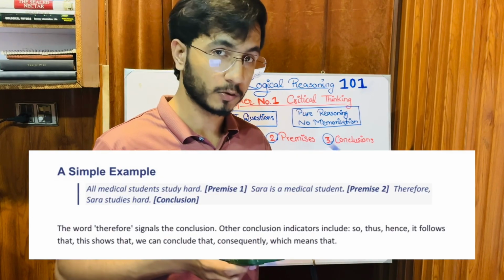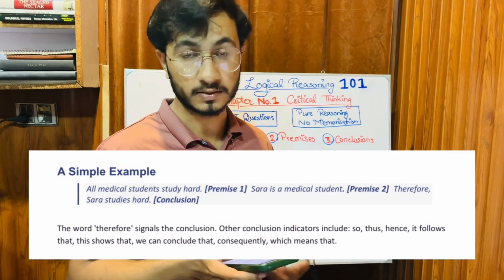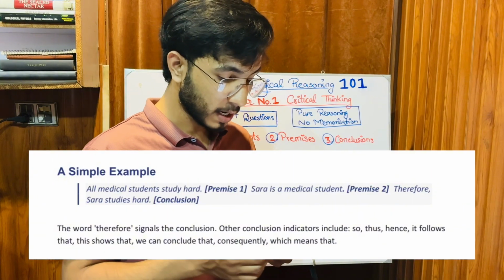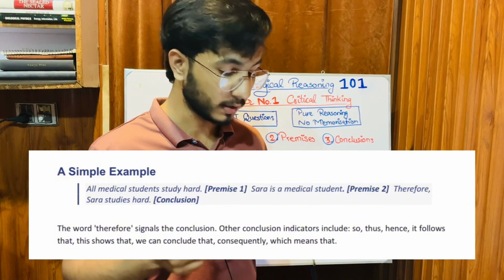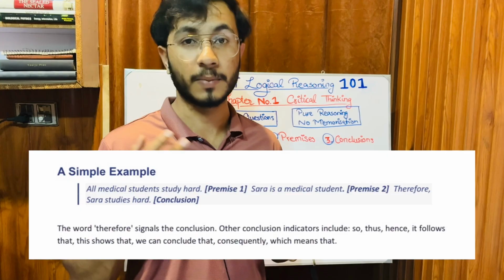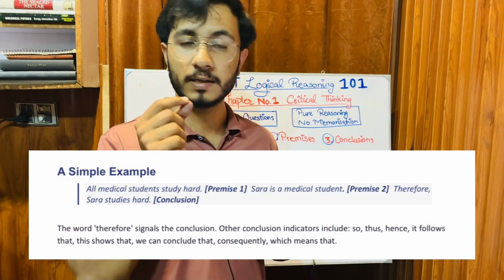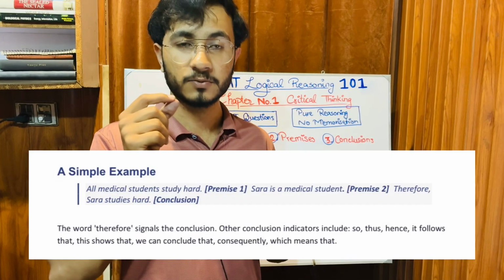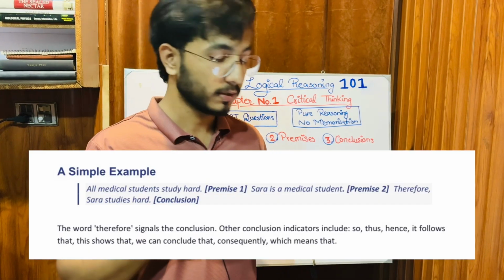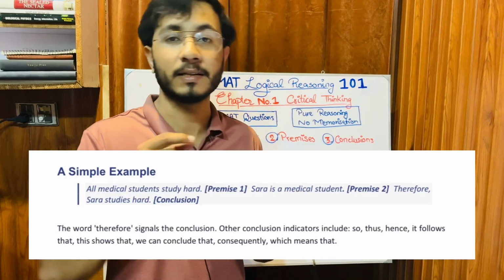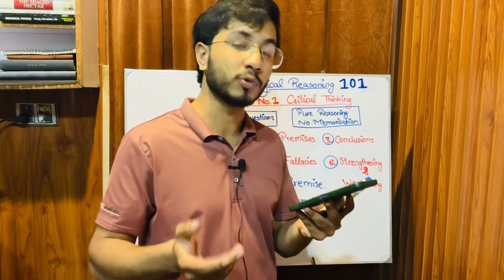There are two premises in this statement. The first premise is all medical students study hard. The second premise is Sarah is a medical student. And you have to keep in mind the word therefore. If there is a specific word like therefore, then there is a really high chance that the next statement is going to be a conclusion.